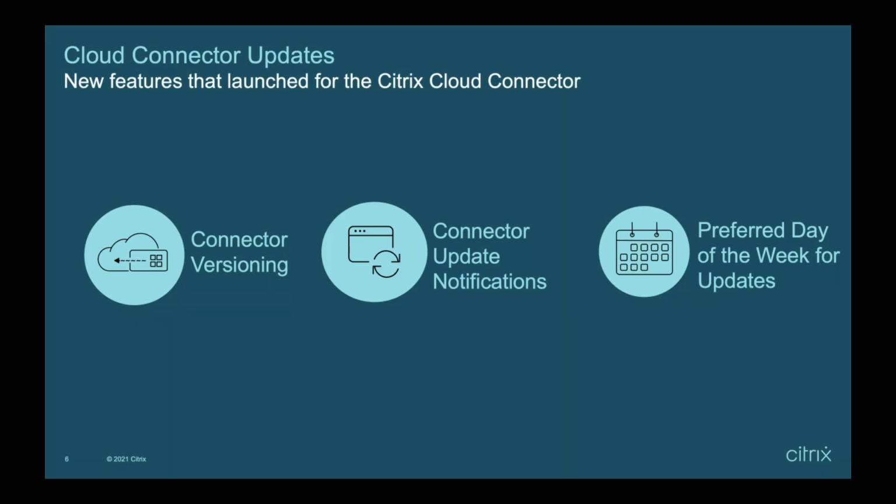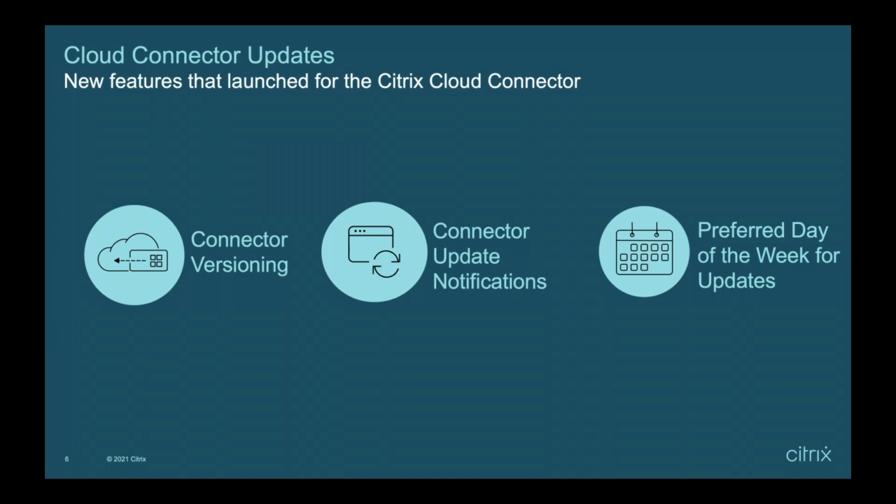There are a number of updates that we released recently. We've introduced connector versioning. With connector versioning, admins can see what version of the connector they're currently running and what versions they should be running. The information is available under each connector. We also introduced connector update notifications. So now admins will be able to get notifications when a new connector update becomes available, when the updates have finished, or if there's a problem with the update.